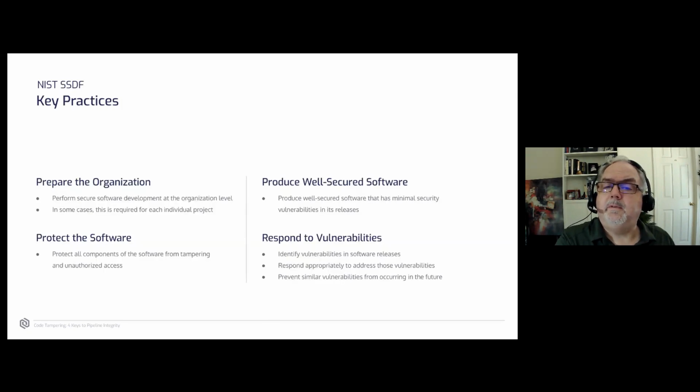The key practices of the SSDF can be summarized as preparing the organization with a culture of security, protecting the software's integrity and provenance, including measures such as multi-factor authentication and least privilege principles, producing well-secured software which is free from known vulnerabilities and hard-coded secrets, and responding to vulnerabilities identified after release to keep the software and environment secure.